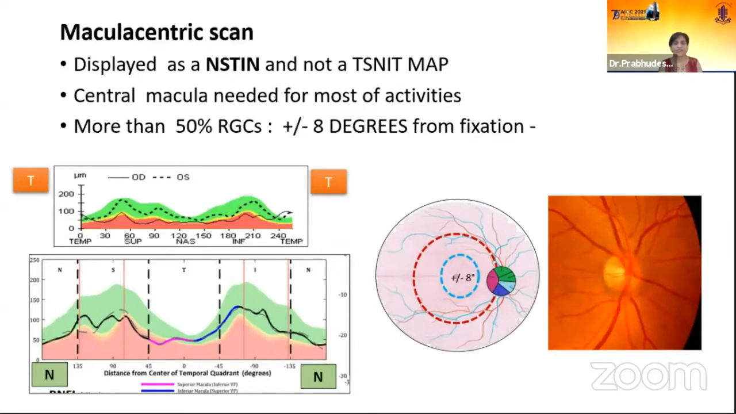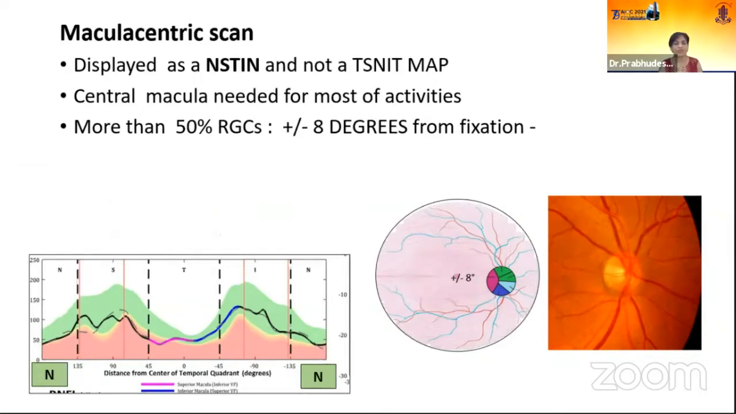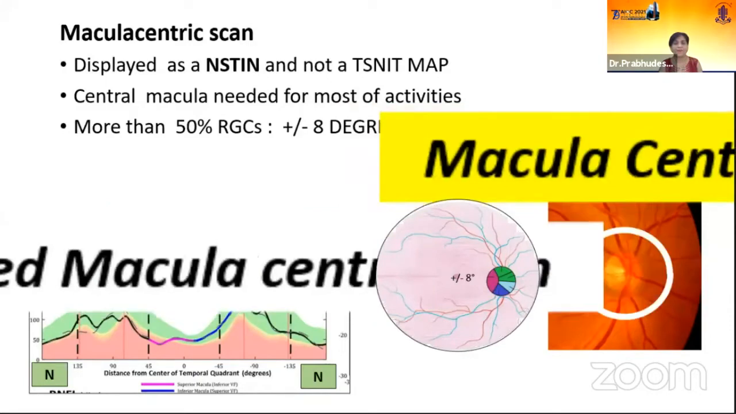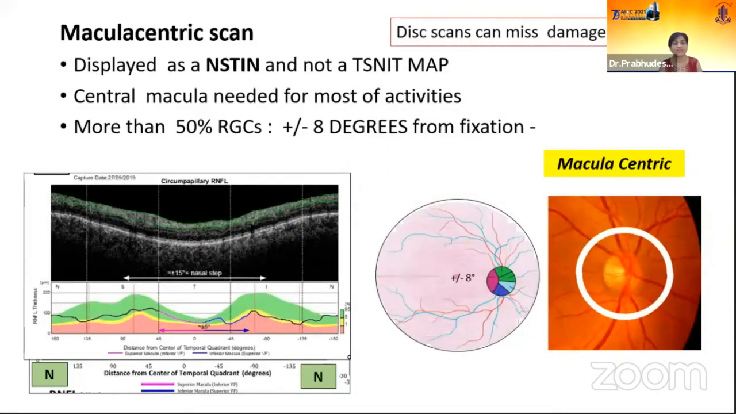The macula-centric scan is available with Hood, and this is displayed as nasal-superior-temporal-inferior-nasal and not as temporal-superior-nasal-inferior-temporal. Here it goes from temporal to temporal, and there can be loss of macular images and macular data. But here we have a macula-centric scan, and you can see if central defects are there, they are within the central 10 degrees of the 10 degree visual field. And if they are 15 degrees away from this, it can be seen as a nasal step.